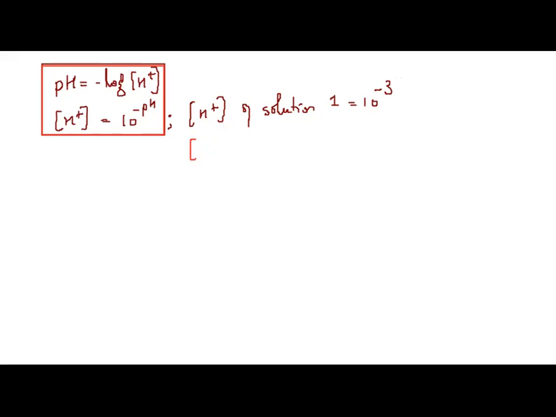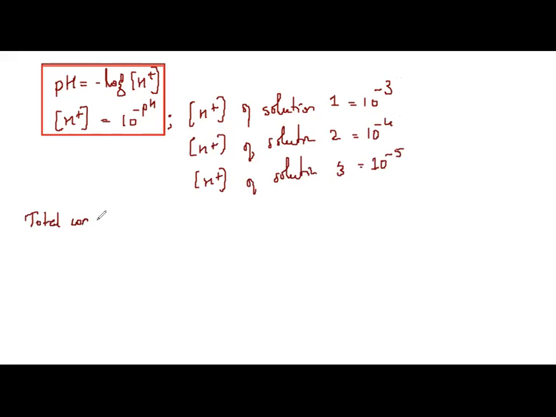H plus ion concentration of solution 2 is how much? They have said pH 4. So it is 10 raised to minus 4. H plus ion concentration of solution 3 is how much? They have said pH 5. So it is 10 raised to minus 5. Understood? Total concentration of H plus ion solutions is equal to what?